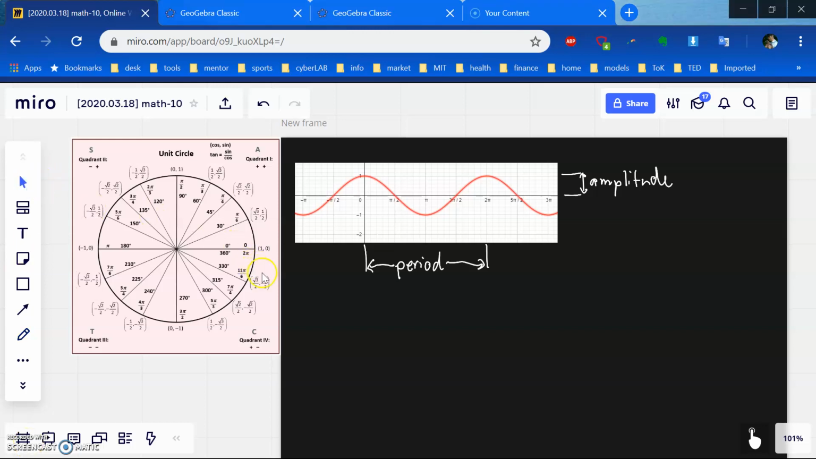All right, so welcome back. In the last video, we were talking about the period and the amplitude of the sine function. Now we're going to do the same thing for the cosine function.